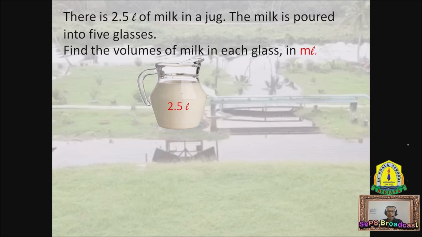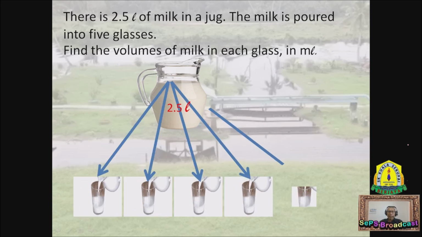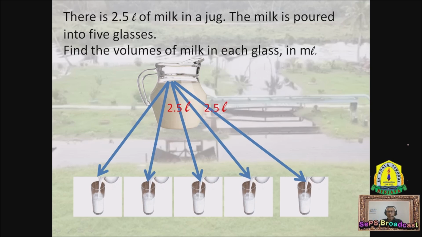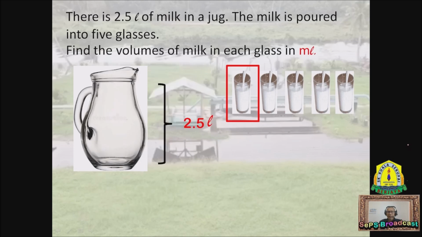You have to understand there is 2.5 liters of milk divided equally into 5 glasses. So what next to do? Okay, 2.5 liters is divided into 5 glasses. So your answer must be in milliliters. So the next thing to do after we visualize the abstract is to write in concrete form. As a mathematician, we need to write it in a number sentence. That is the concrete form of mathematics.